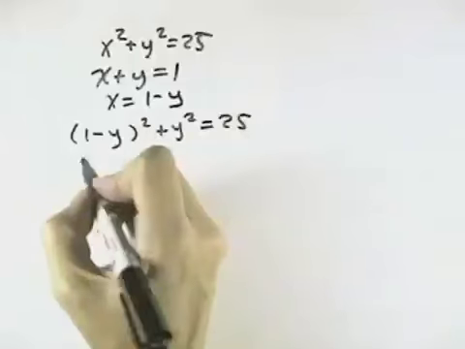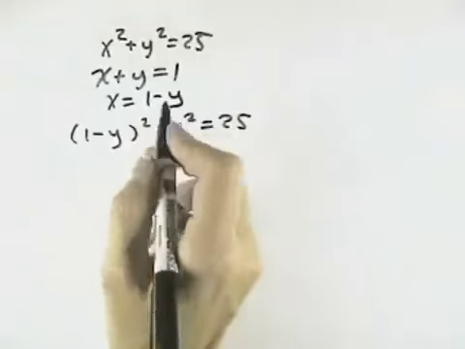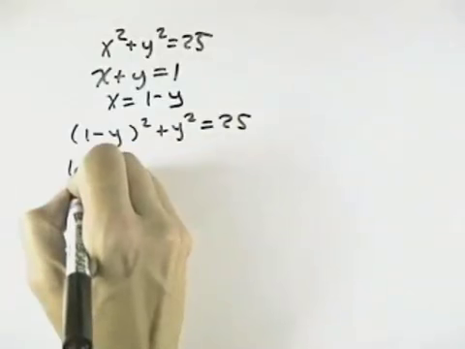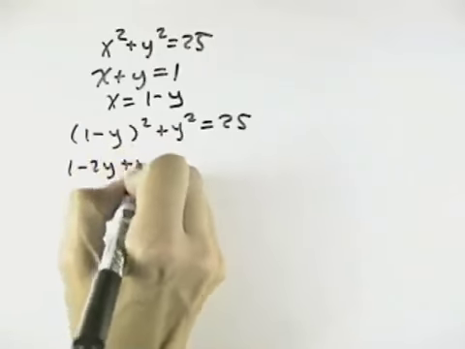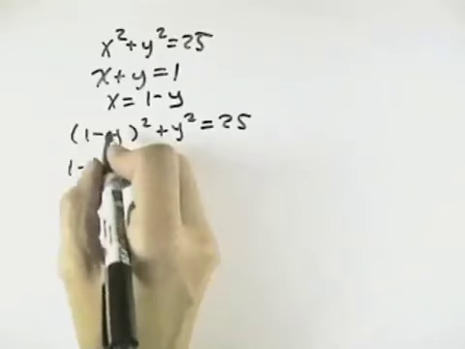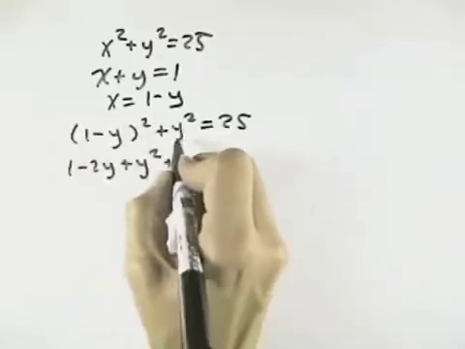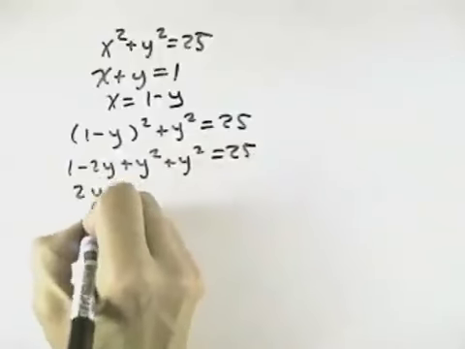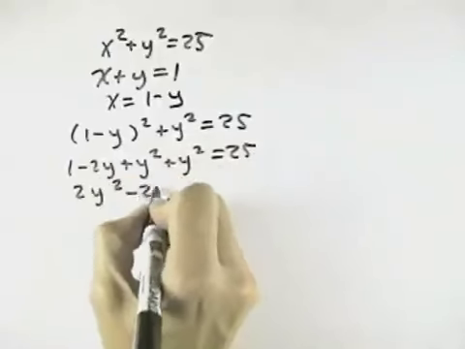Now I need to multiply out (1 minus y) squared. That's 1 minus y times 1 minus y, which will give me 1 minus 2y plus y squared when I take this parenthesis and multiply it by itself, foiling it out and combining like terms. Then I have plus the y squared equals 25. So this is 2y squared, and I have a minus 2y.